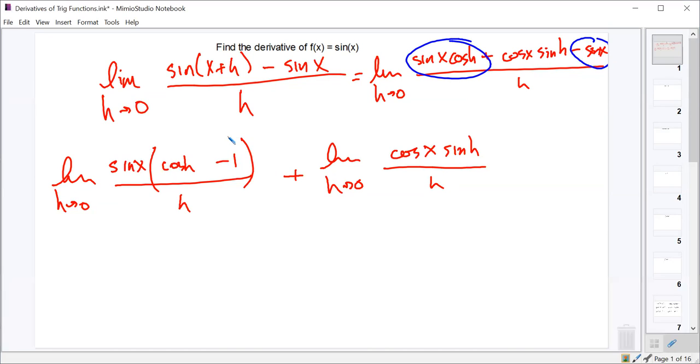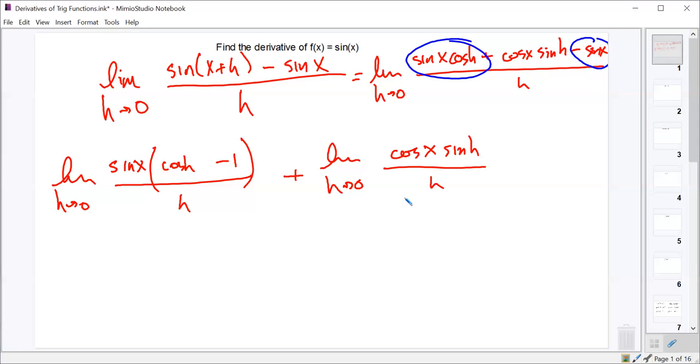All right, let's look at each piece of this then real quick. First off, if I plug in 0 here, what do I end up with? I have cosine of 0, which is 1, minus 1, which is 0, over 0. So I have 0 times sine x, which is 0, over 0. So that's indeterminate still. And then this one, if I plug in 0, I've got cosine x times sine of 0, which is 0, over 0. So still indeterminate. But hopefully on the right-hand side, at least, we see a little something going on there.